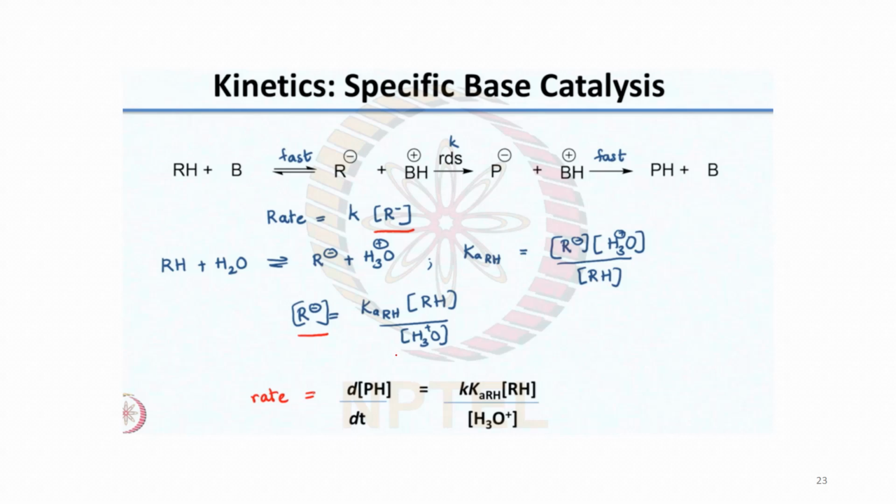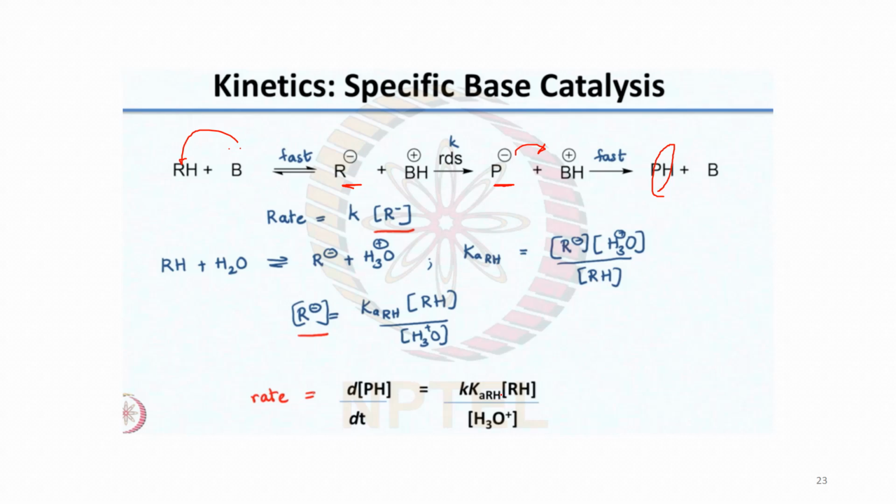Now suppose the reaction is specifically base catalyzed. Now suppose in a reaction you are adding a base. So what will it form? It will take a proton from the substrate, forming this carbonyl intermediate. This carbonyl intermediate turns to our product, and after that, taking the proton back from the base, we will get our desired product.